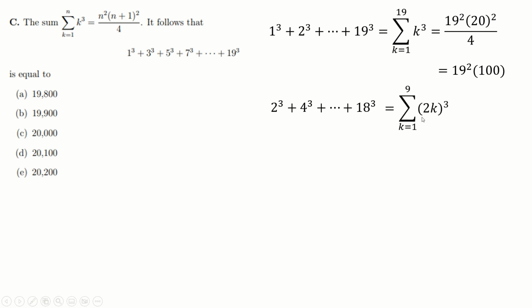Right, so when we do this, we're going to put in k as 1, we get 2 cubes, put in k as 2, we get 4 cubes, put in k as 3, we get 6 cubes, and then all the way up to 9 means 18 cubes. And now, of course, I can just expand that out and then move the 8 to the front. And now I can just use the formula again here by putting in 9.